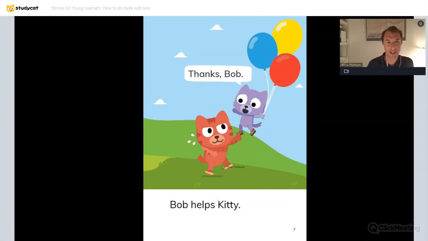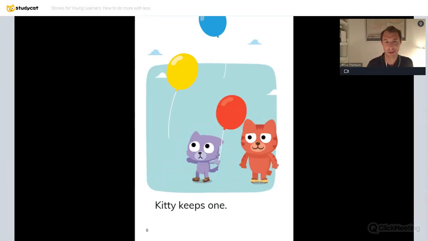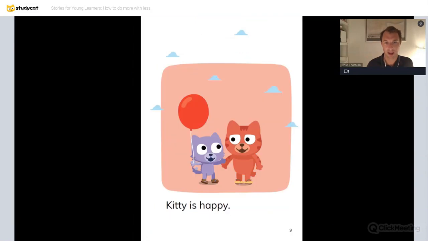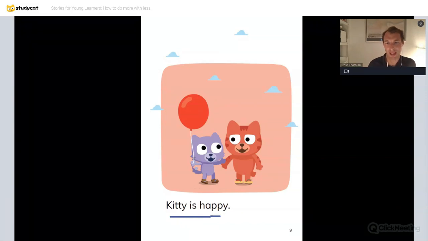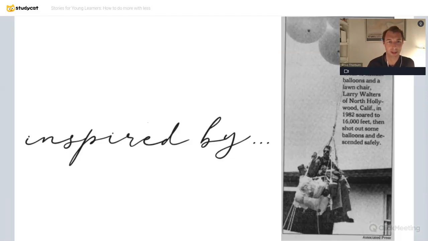But Bob saves the day. I love the expression on his face here. So Bob helps Kitty, grabbing her by the foot. And she says, thanks, Bob. And then Kitty lets the balloons go, but she keeps one. And here we go, the end of the story. Kitty, she's got her one balloon, the red balloon, and that is Kitty happy.